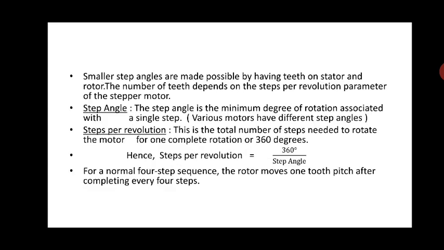If I want to calculate the one step angle, meaning one rotation angle, the step angle is the minimum degree of rotation associated with a single step. Now how do I calculate the steps per revolution? As we know, a total rotation takes 360 degrees, so the steps per revolution will be 360 divided by the step angle. For a normal 4-step sequence, it is made up of a 4-step sequence.